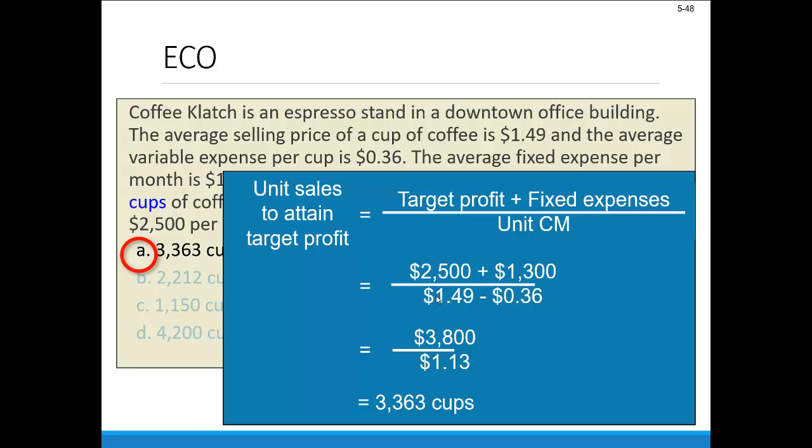So that's the $1.49 selling price per cup minus the 36-cent per cup variable expense, or $1.13. Do that math out, and there we get our 3,363 cups. Now again, if we wanted to find the dollar sales to reach that same target profit, the only change we'd have to make is, rather than using the unit CM in the denominator here, we just use that CM ratio we'd calculated before. And out would pop dollar sales rather than unit sales.